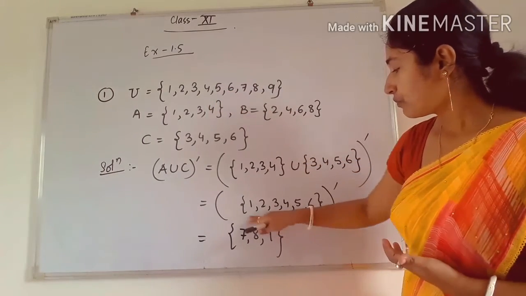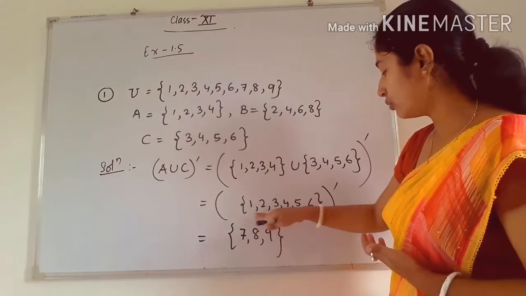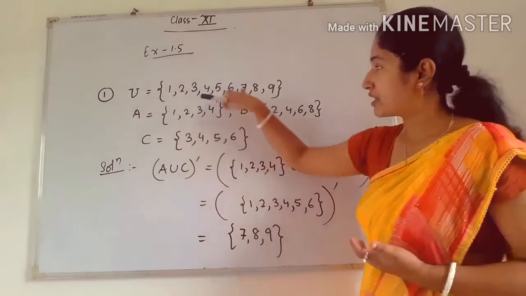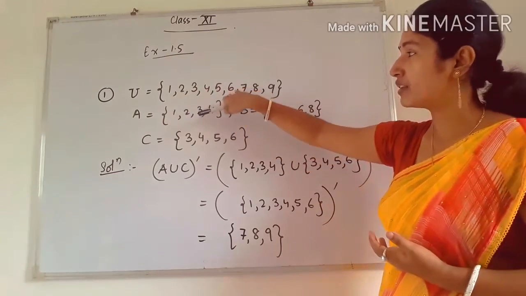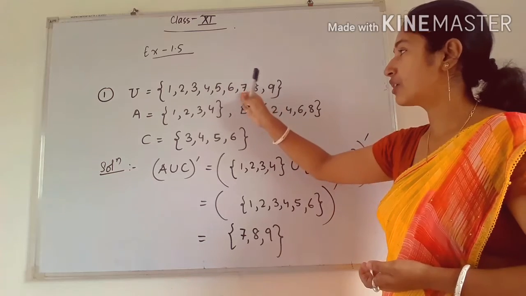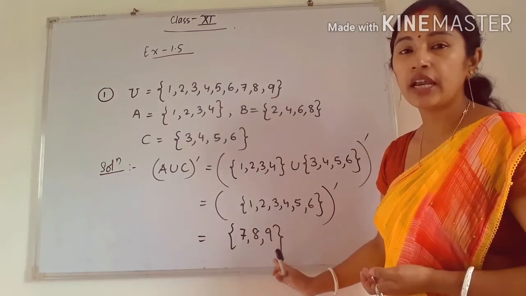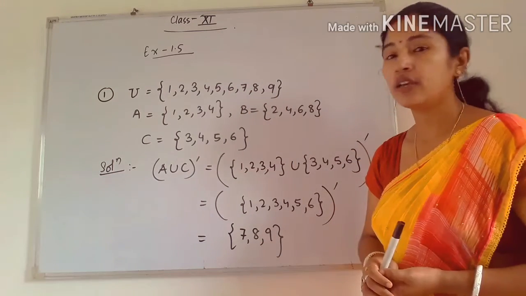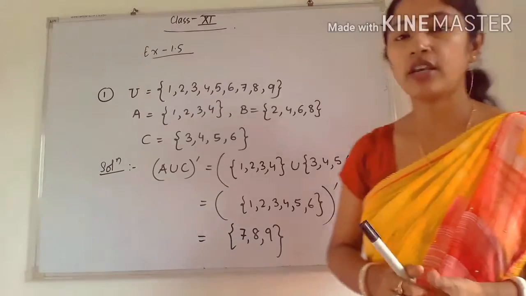So if you can see, you can see easily that 1, 2, 3, 4, 5, 6 are present in the universal set, so no need to write those. You have to write the opposite ones, that means the remaining ones. So the remaining ones are what? 7, 8, 9. So the elements in the complement of A union C will be 7, 8, 9.